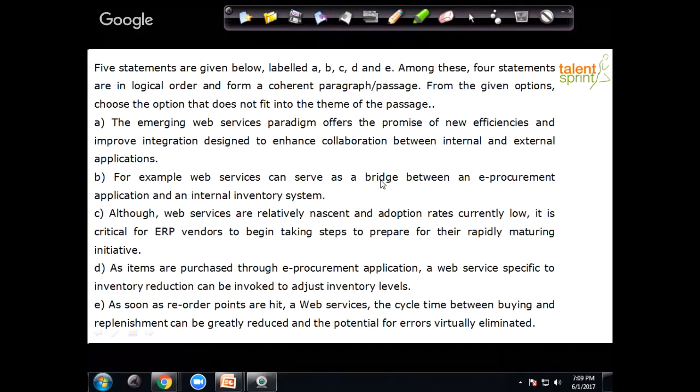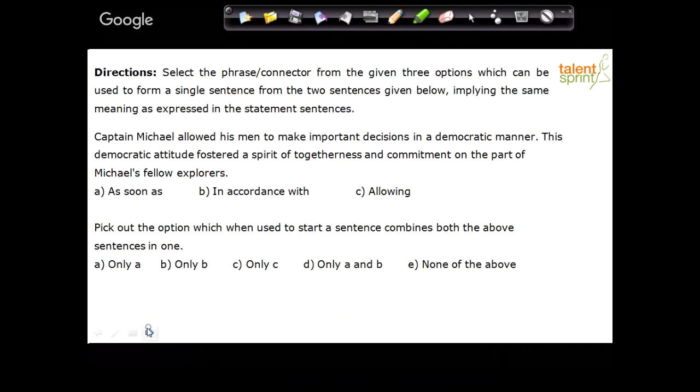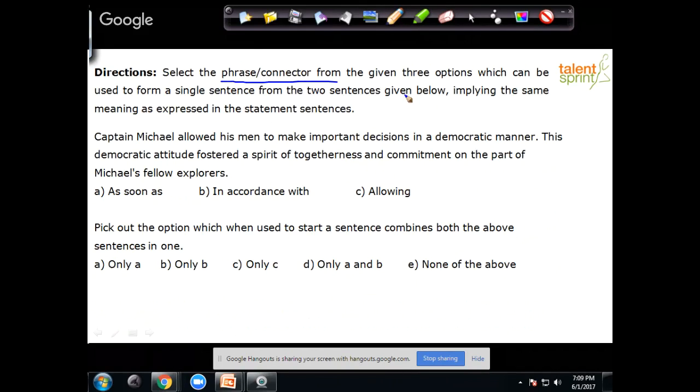Okay, so we've covered two question types, okay? One is paragraph completion. The other one was out of context, odd one out. Yeah, let's move on. Ooh, phrase connectors. Okay, this is another one we can quickly look at. Some of you find this very confusing.